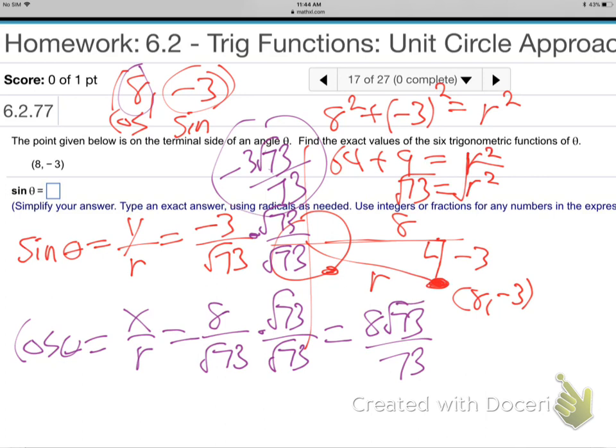So it's sine and cosine. The other four trig functions just come from sine and cosine now. Once you got sine and cosine, you got it all. They're the key. You can unlock any door.